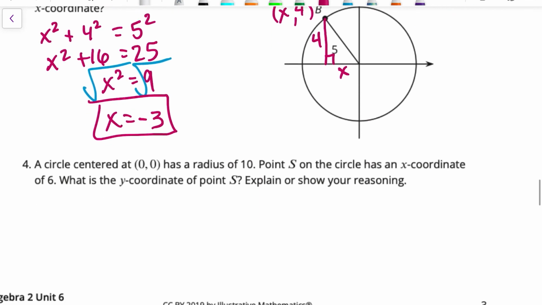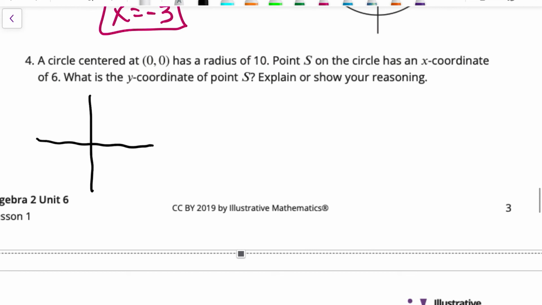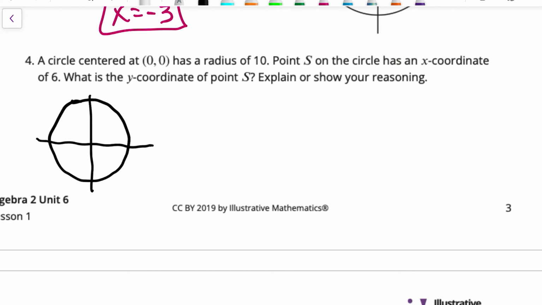All right, and then number 4, a circle centered at 0, 0. I like to draw pictures because it helps. So there's my circle, lovely circle, and it has a radius of 10. Point S on the circle has an x coordinate of 6. What is the y coordinate of point S?